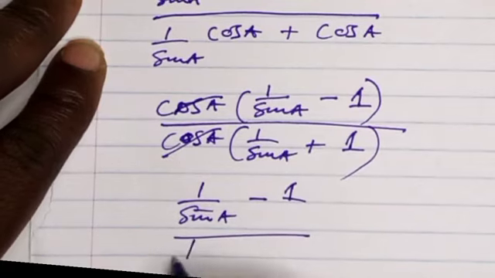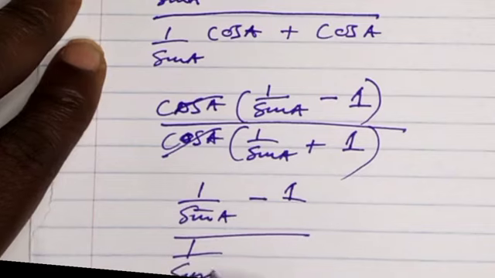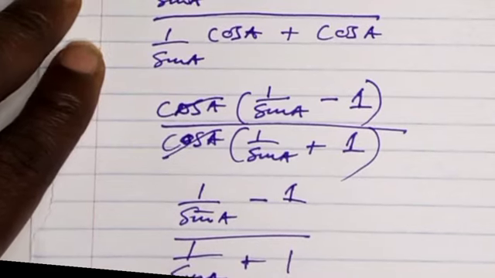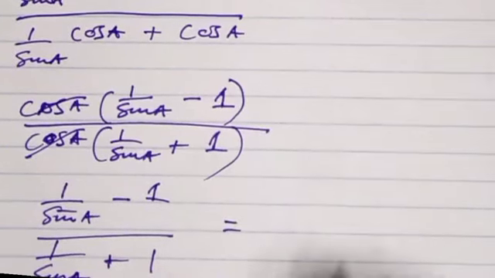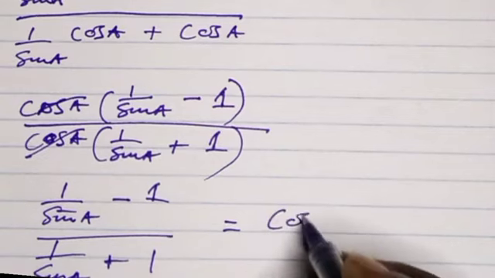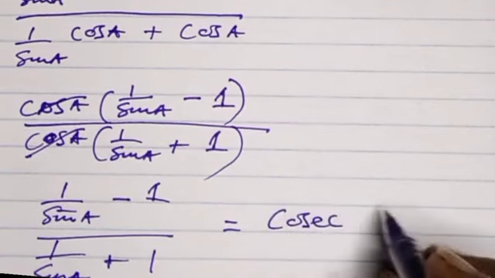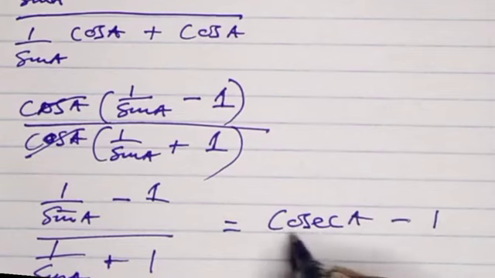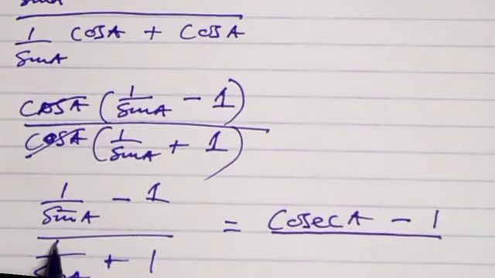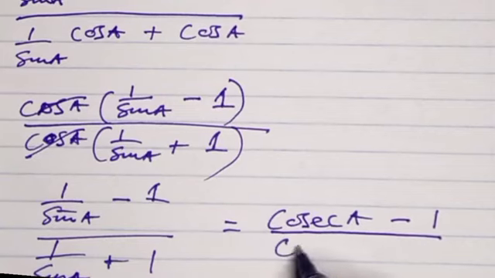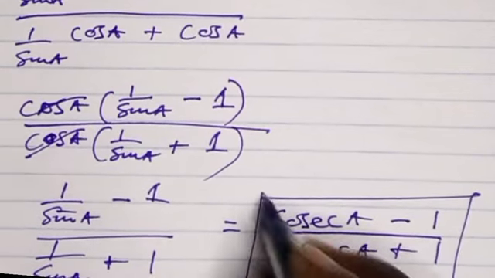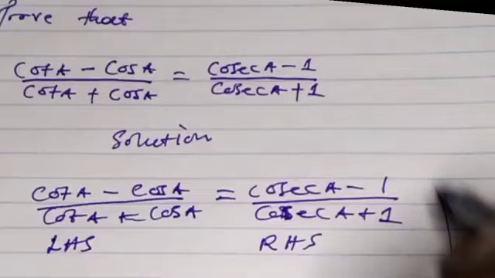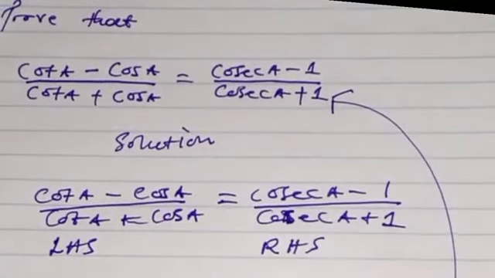over 1 over sine A plus 1. Now 1 over sine A is cosec A, so on top we have cosec A minus 1, then down 1 over sine A is cosec A plus 1. So we have proved this identity is equal to this one here. Thank you for watching.